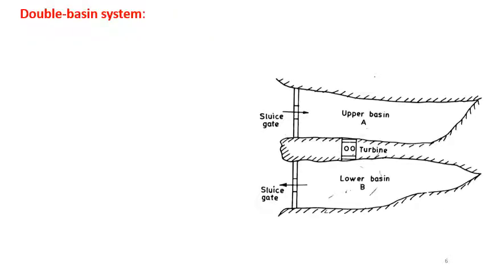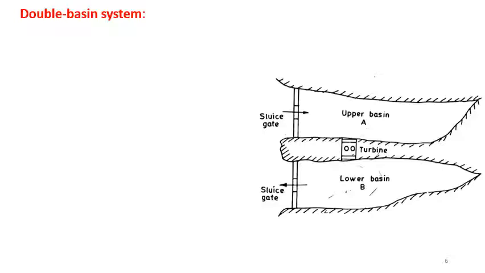Next is double basin arrangement. Okay, so in that double basin arrangement, you can see the sketch. It requires two separate but adjacent basins, one called the upper basin, where the water level is maintained above that of the other, which is the lower basin. Okay, so because there is always a head between upper and lower basins, electricity can be generated continuously.